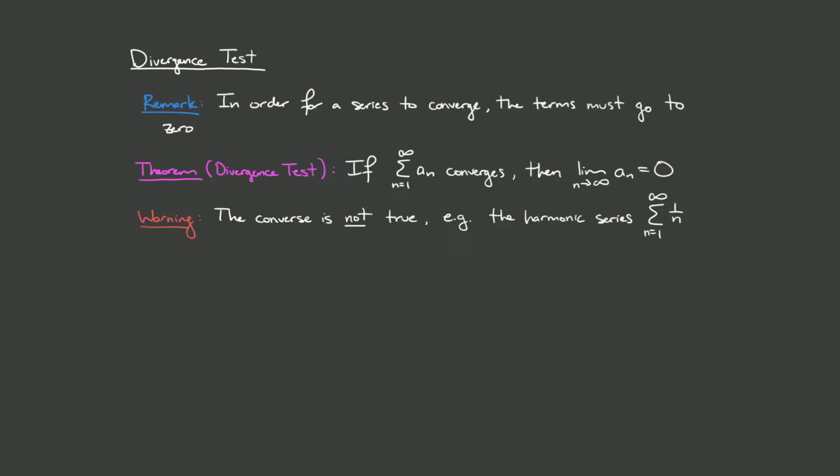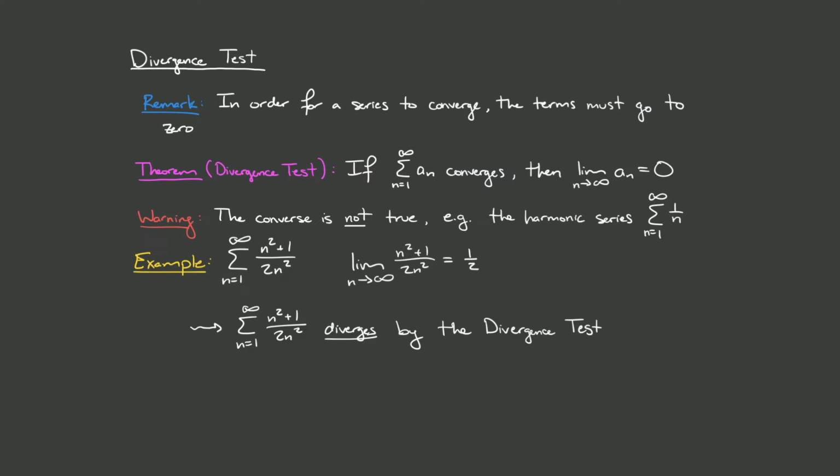So, how is the divergence test applied in practice? Let's demonstrate with an example. Suppose I gave you the sum from n equals 1 to infinity of (n squared plus 1) over 2n squared. To apply the divergence test, we take the limit of the terms of the series, and in this case we get a half. So, since the limit of the terms does not equal 0, we find that the series diverges by the divergence test. An important point to note here is that just because the sequence of the terms converges does not mean that the series also converges. The sequence must converge to 0.